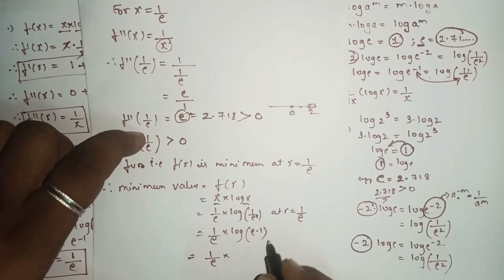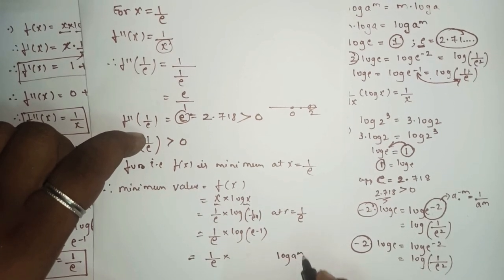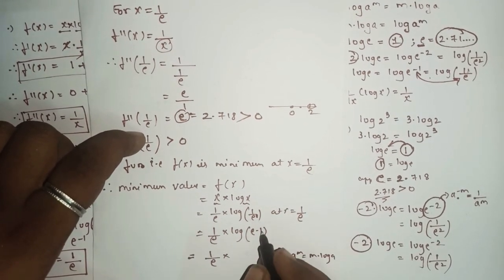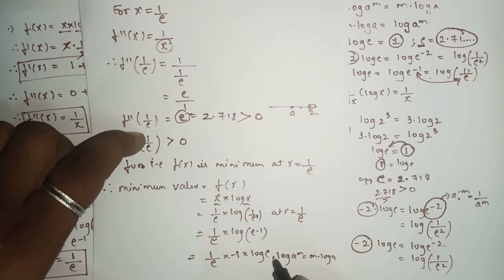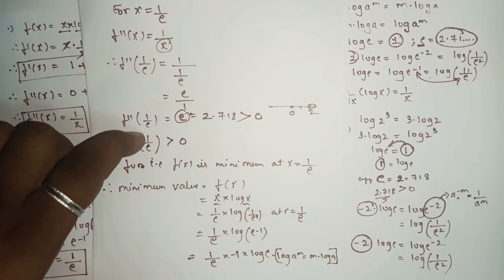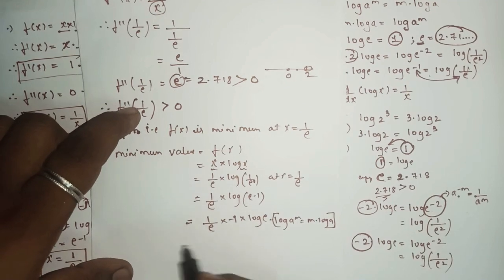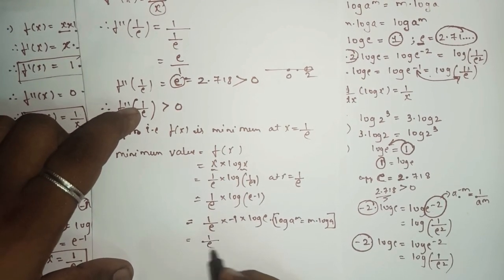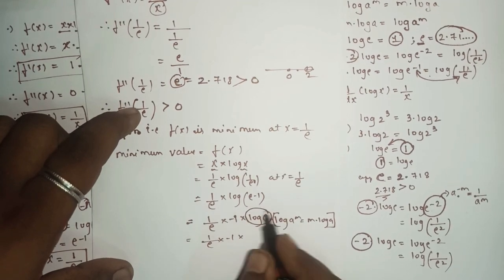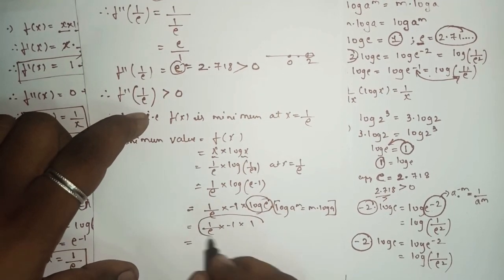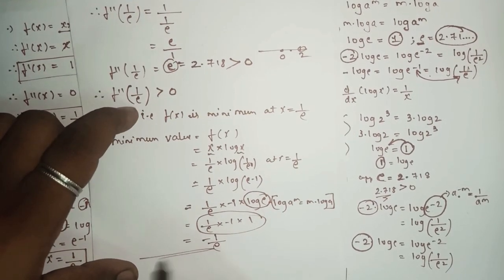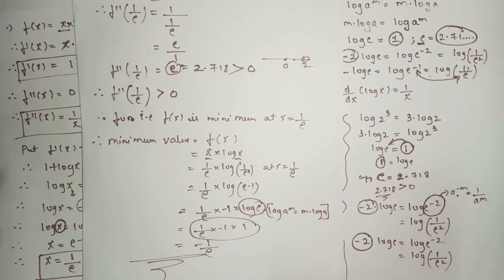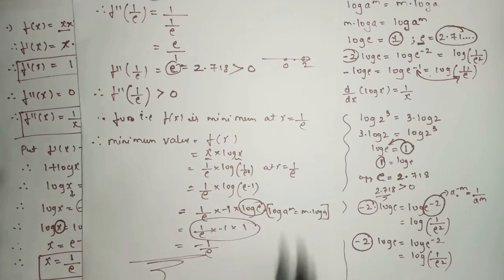1 upon e, can I write this as log e raised to minus 1, using the formula log a raised to m equals m into log a, which brings this minus 1 down, yes or no? So in the next step, 1 upon e into minus 1 into log e, and we know that the value of log e is 1. So the final answer will be 1 upon e into minus 1 into 1, you will get minus 1 upon e. So this is the final answer, the minimum value at x equals 1 upon e.